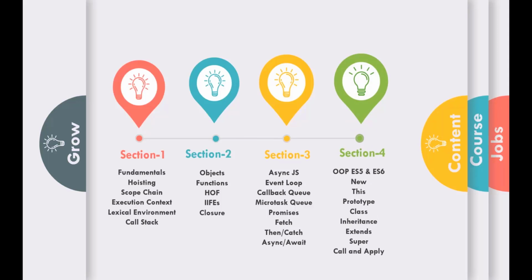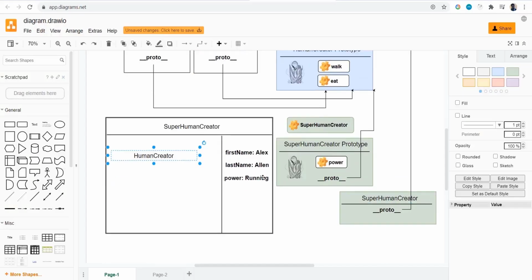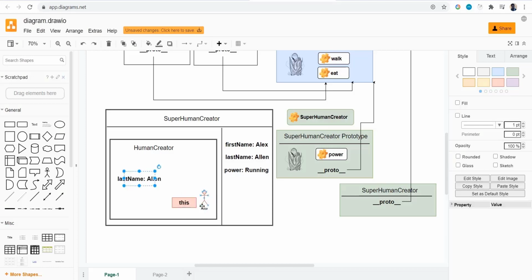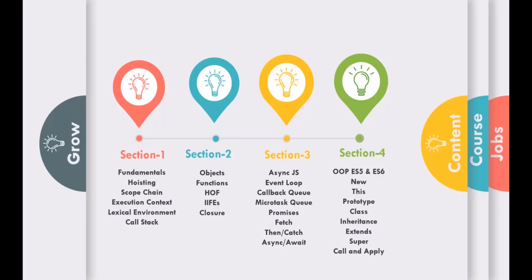Then we'll go on and learn object-oriented programming both using the ES5 standard and ES6 standard. We'll learn how the new and this keywords work under the hood, the function constructor, the prototype object, and the modern ES6 class structure. And we'll also learn about inheritance in JavaScript with the help of prototypal inheritance as well as the new modern way using extends and super keywords.